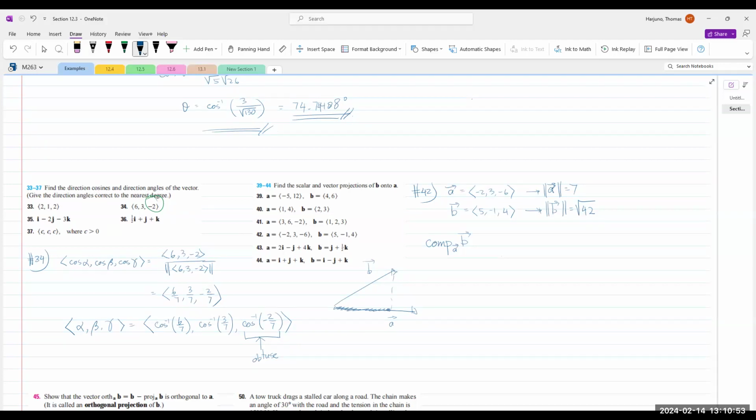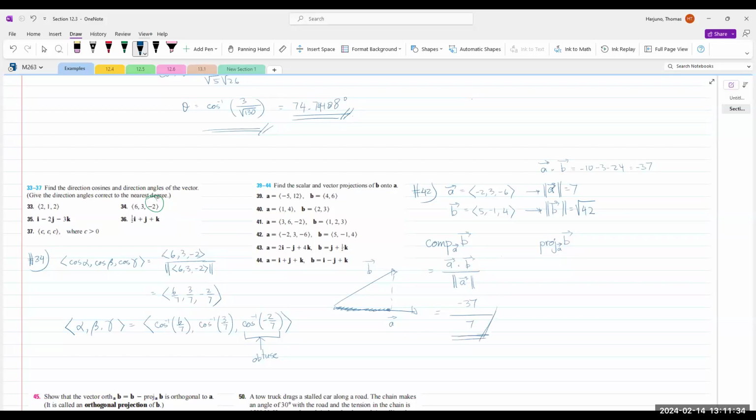the projection of B onto A. Okay, now formula wise, this is A dot B over the magnitude of A, right? If you remember. And let's see what A dot B is. Let me do it here. A dot B is negative 10 minus 3 minus 24. Oh, that's a big number. Negative 37. So this will be negative 37 over 7.